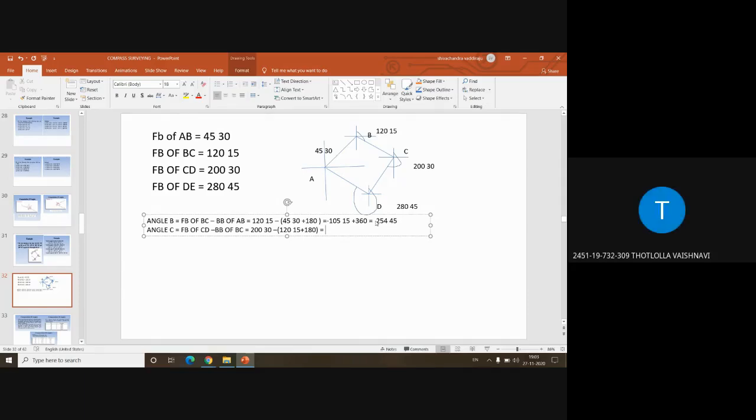Fast. 260 degrees 15 minutes, sir. Sir, minus 99 degrees came, and I added plus 360. Minus 99 degrees 45 minutes, sir. So you have added 360. Okay, what is the value?